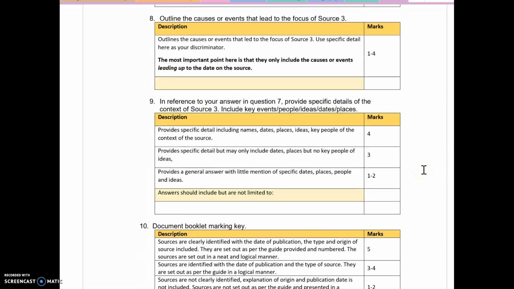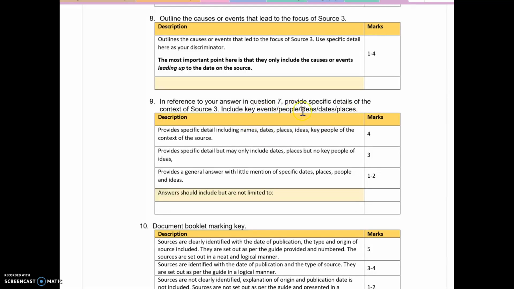So in the third question, or question 9, which is still using source 3, you just want to look at what we call the context. So what's happening around about this time? And you can go to sort of short-term impacts as well. So you're looking at about 1903, you want to know the key events. We want to know the key people. We want to know ideas, if possible, dates and places.